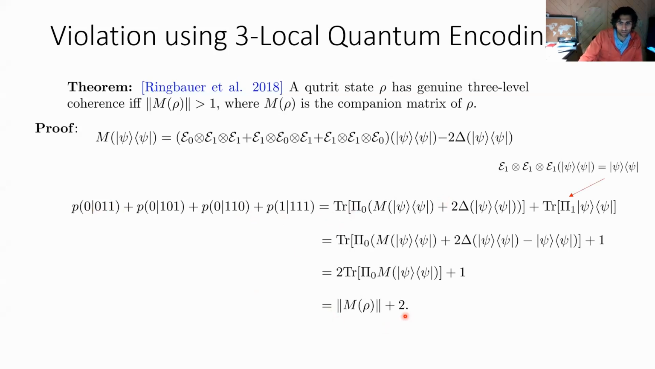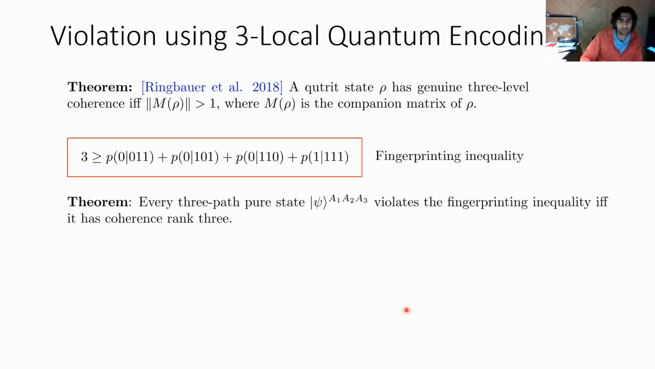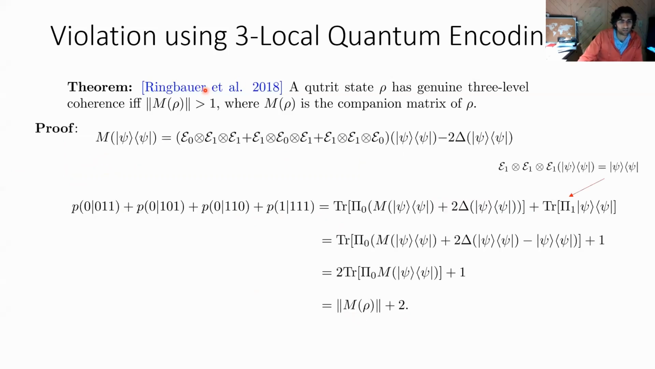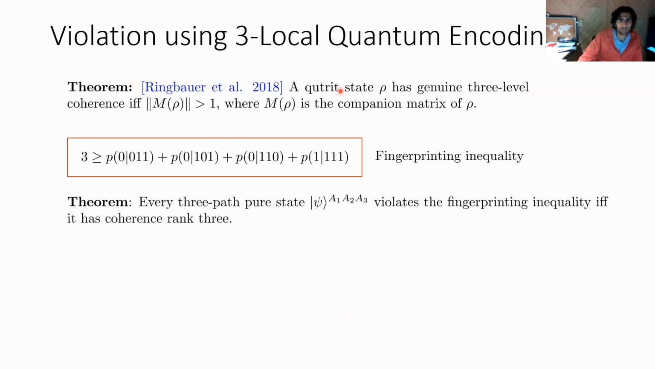And what you get is this expression here. So it's the norm of the companion matrix plus 2. And if you remember what the fingerprinting inequality says, this sum should be bounded by 3. So then we get our theorem here: every 3-party pure state violates the fingerprinting inequality if and only if it has coherence rank 3. Because then we applied this theorem by Martin Ringbauer and co-authors that the norm of this would be greater than 1. So that would give us a violation of our fingerprinting inequality.